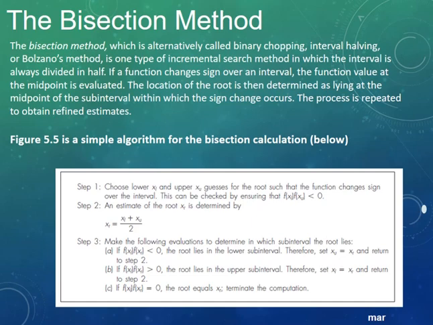Okay, I'll explain that later. So letter B, if the product of f of xl and f of xr is greater than 0, the root lies in the upper subinterval. Therefore set xl equal to xr, and return to step 2. Okay, so in letter C, if the product of f of xl and f of xr is equal to 0, the root equals xr. So terminate the computation.